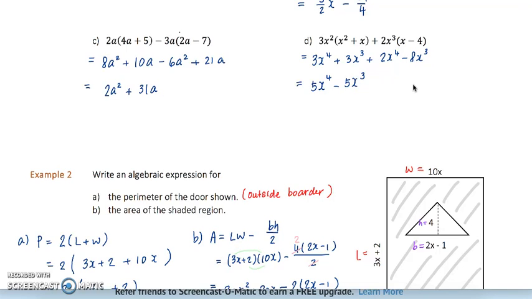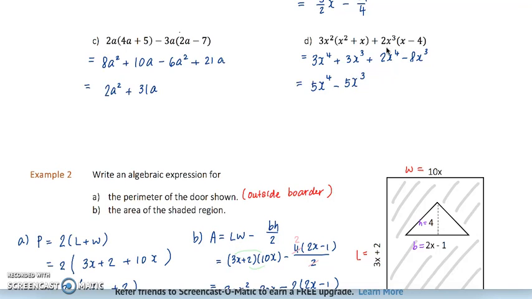D. Very similar structures. Multiply 3x squared by x squared using your exponent laws. Powers of the same base, when they're multiplied together, will require you to add the exponents together. So that gives you 3x to the power of 4. 3x squared times positive x, that's 3x to the power of 3. 2x cubed times x is 2x to the power of 4.